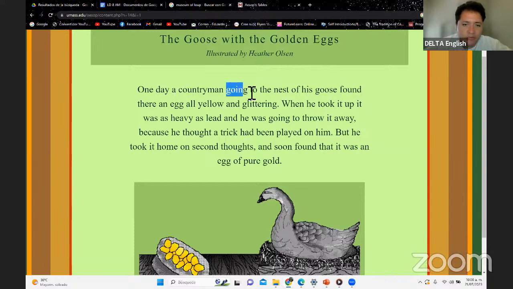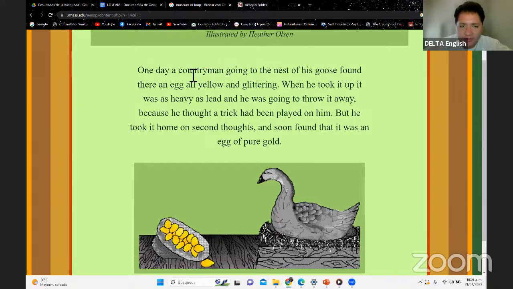Este no es un tiempo, sino una forma de gerundio, right? Un día, un hombre, un campesino, yendo al nido. In this case, it is not any tense. But here we have of his goose, found. So what tense is this? Simple past, exactly. Found there an egg, un huevo amarillo y brillante, glittering. Glitter is like shine, right?